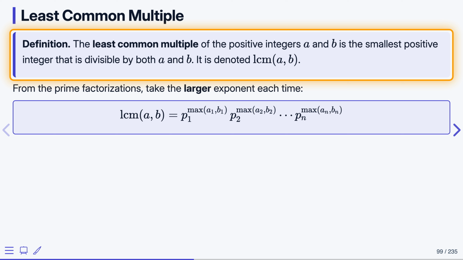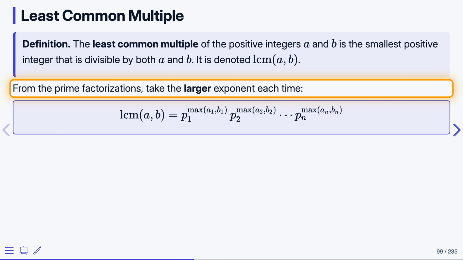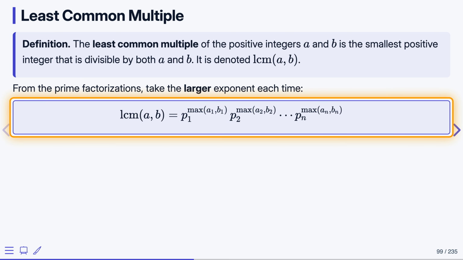The least common multiple of A and B is the smallest positive number that both A and B divide into evenly. We write it as LCM of A and B. We can find it from the prime factorizations too, but this time we take the larger of the two exponents. The word max means the larger one. That makes sense. To be a multiple of A, you need at least as many copies of each prime as A has. Same for B, so you take whichever demand is bigger.